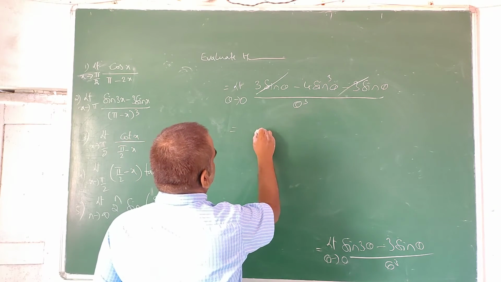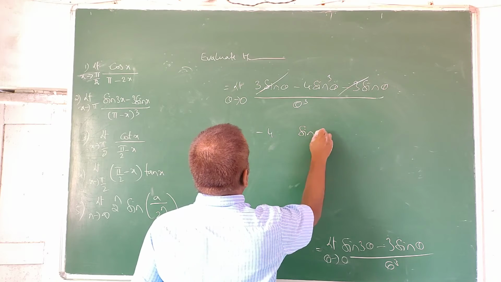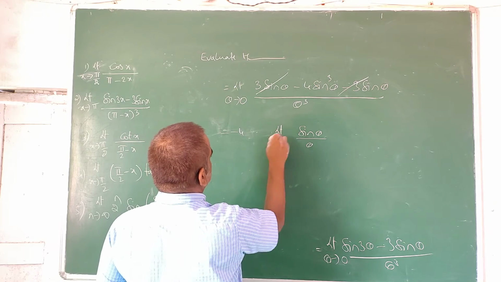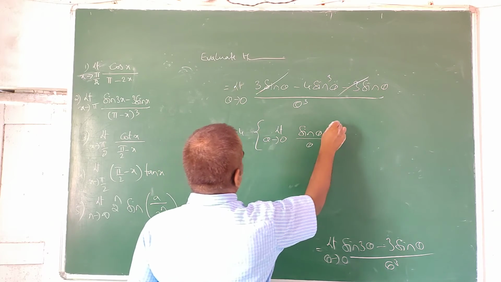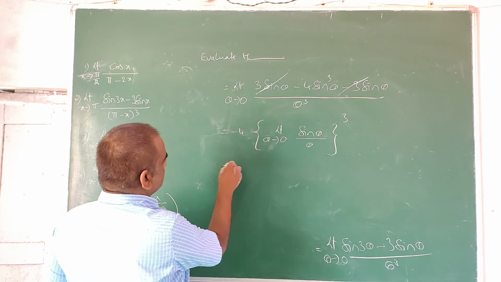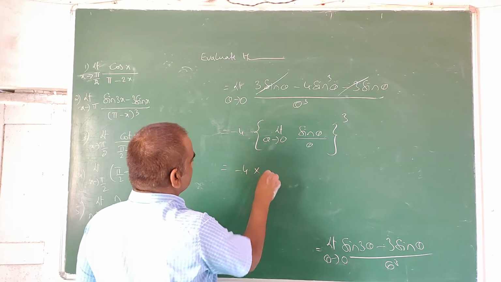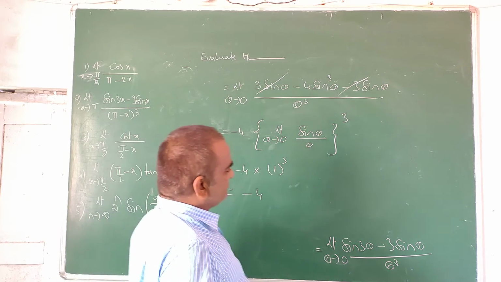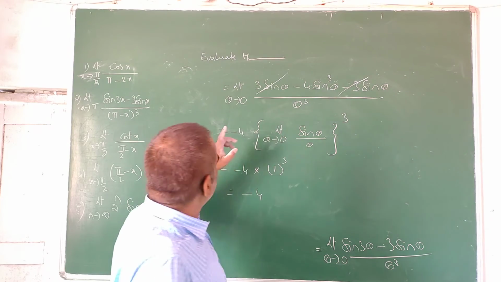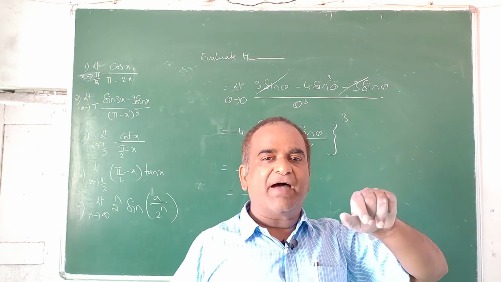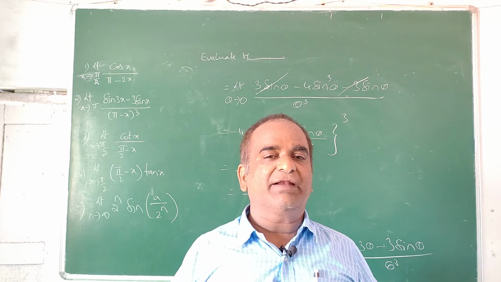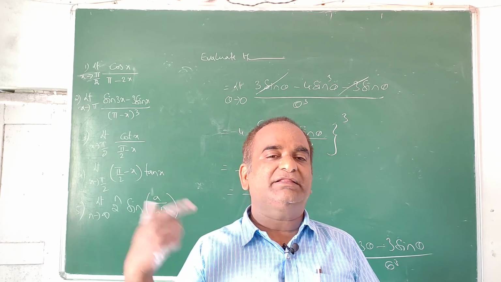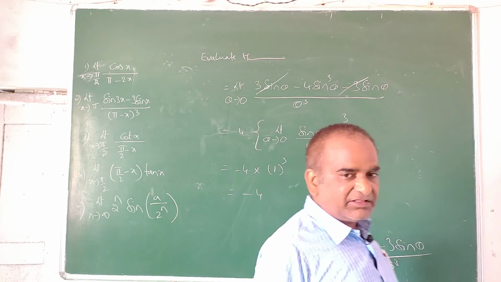So now minus 4 is a constant which comes out. So sine theta by theta, limit theta tends to 0, the whole cube. So this is equal to minus 4 into 1 cube, which is equal to minus 4. So that limit is minus 4. Here you see, very simple. In the given function, the denominator is pi minus x whole cube, so we have considered pi minus x as theta. The moment you change the variable in the denominator, theta cube will come. Okay, so this ends the problem.